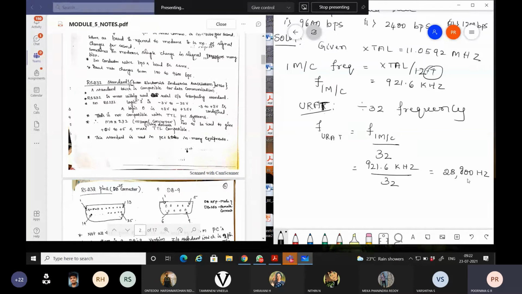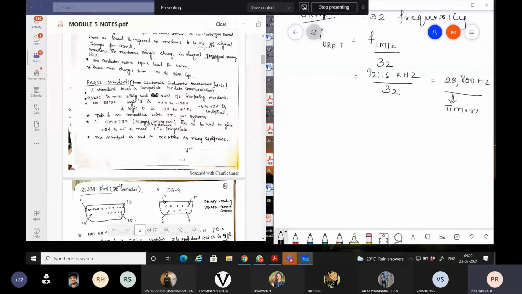But this UART frequency is the frequency provided by UART to timer 1 to set the baud rates. This is the frequency that will go to timer 1, and using this frequency, the UART baud rates need to be set. So how do we set timer 1 to get the required baud rate? It is as follows. Calculate the value.